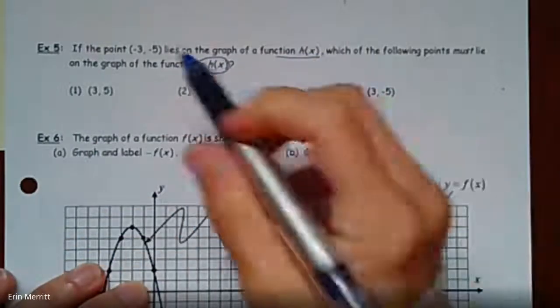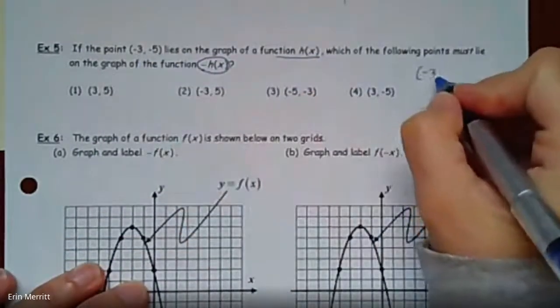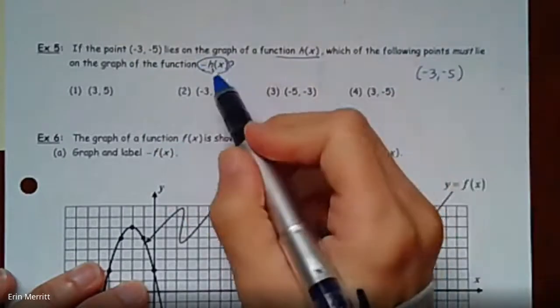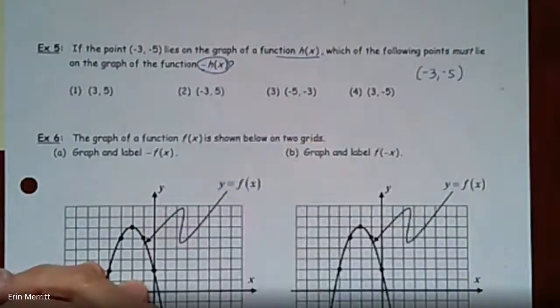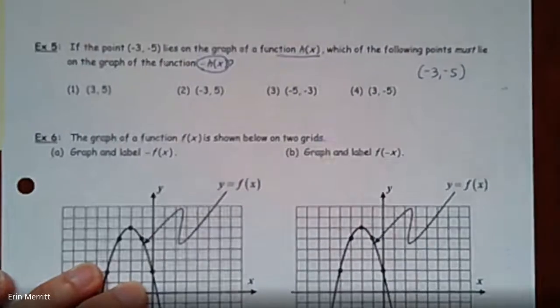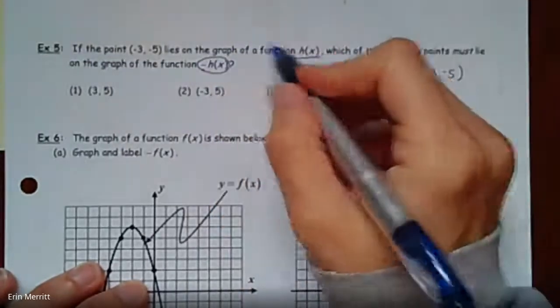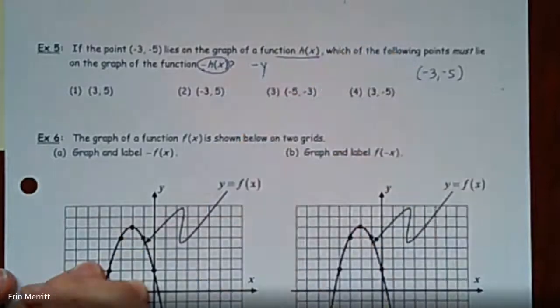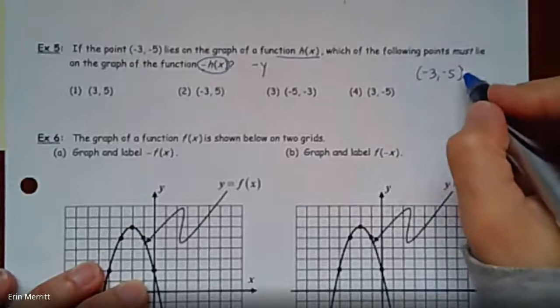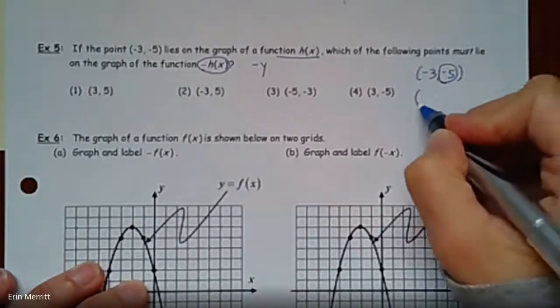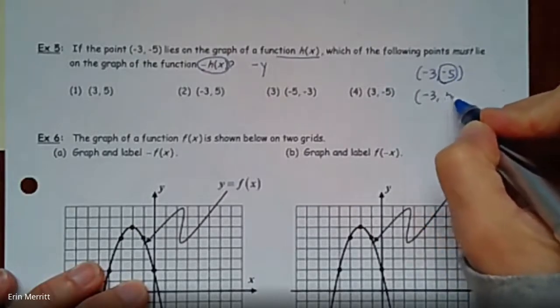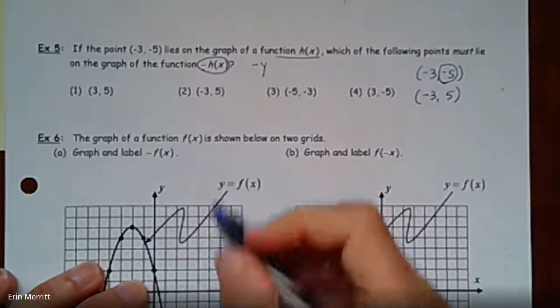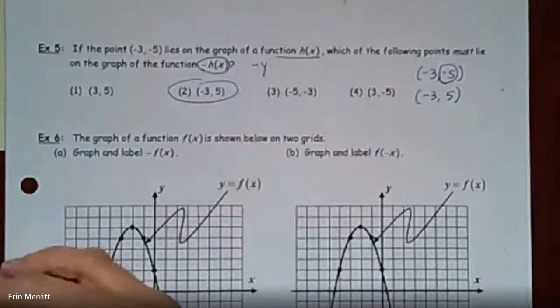If I have the point -3, -5, and I'm talking about the function negative h of x, there are two ways that I can think of that. One thing to keep in mind is h of x is a fancy way of saying y. So they're literally saying negate the y. If I negate the y value, that would become the point -3, +5, and that would give me choice 2.